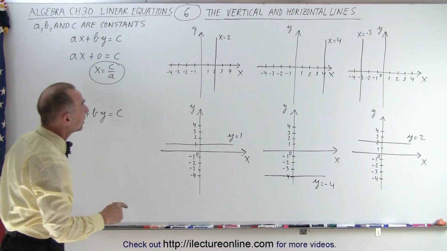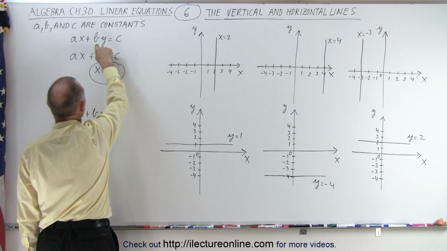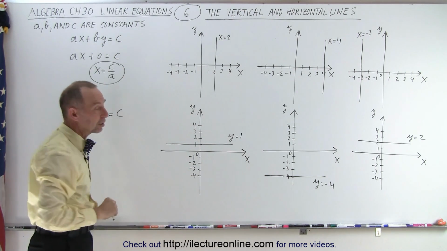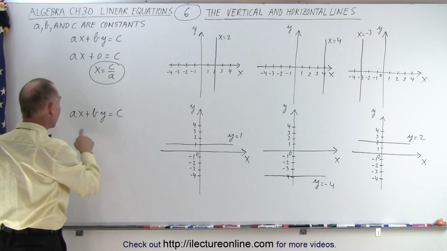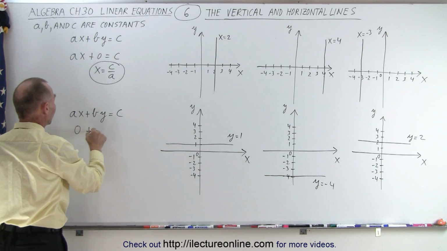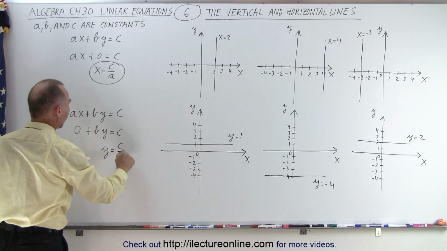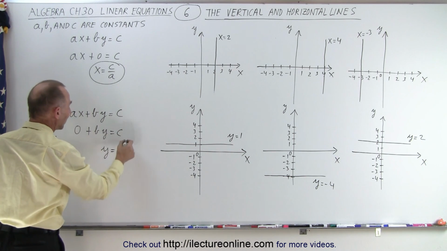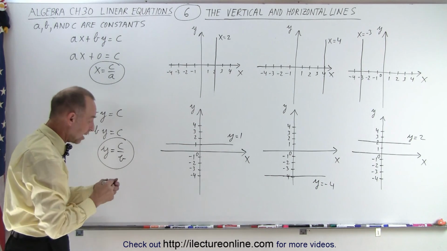And so you can see that the vertical equations are simply defined by letting b equal 0, and then we have x equals a constant. For the horizontal equations, we can do the same thing, but we're going to let a equal 0, so we end up with 0 plus by equals c, and y equals c over b. And again, we have y equals a constant as being the equation of a horizontal line.